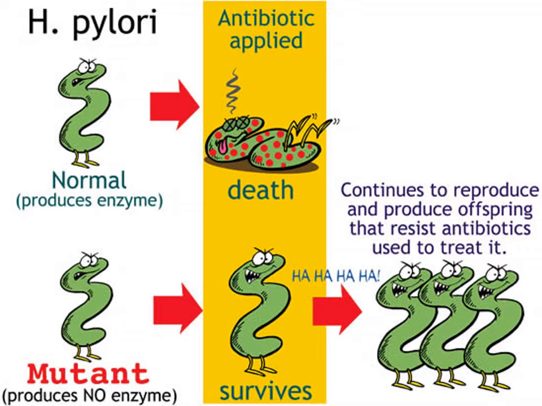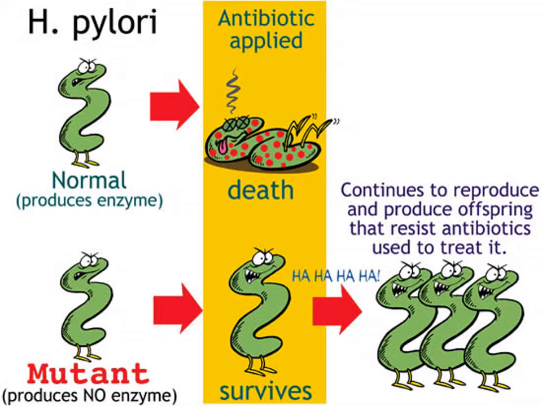You have a normal bacterium up on the top, and then you have a mutant on the bottom. The normal produces an enzyme, the mutant does not produce an enzyme. When you have the normal with the enzyme production, and the human takes an antibiotic, the antibiotic kills the enzyme. When you have the mutant, there is no enzyme produced. And so when the antibiotic is taken by the human, because the mutant bacteria does not produce enzyme, there's nothing for the antibiotic to kill. So the mutant bacteria survives.